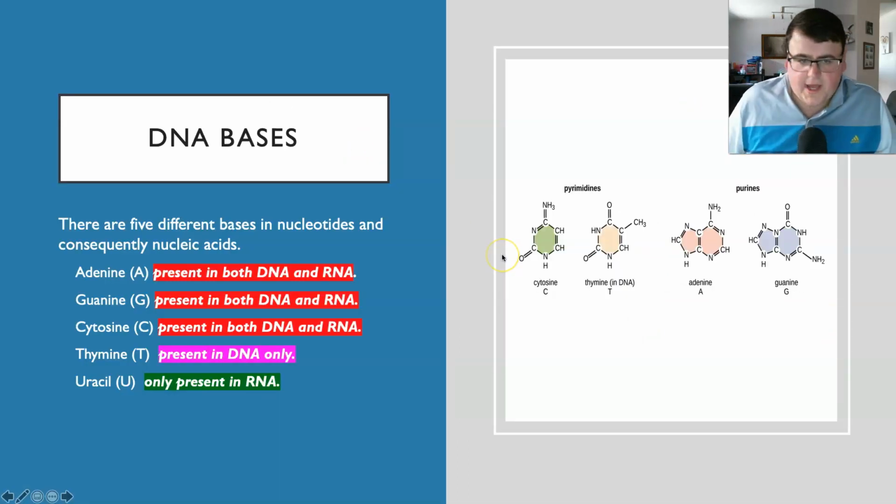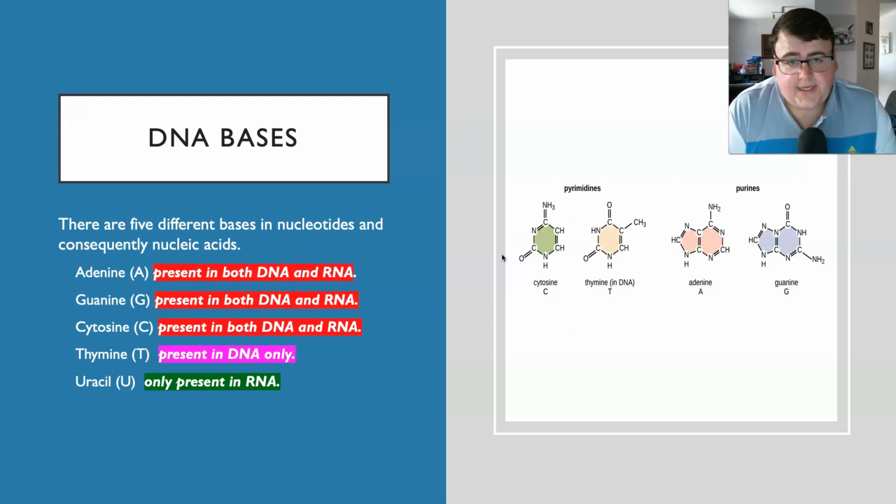So, what are the DNA bases? I've said there's 5 different bases. What are they? So, the first 3 we'll look at are the bases that are found in both DNA and RNA. So, adenine, represented by an A, guanine, represented by a G, and cytosine, represented by a C, are all present in both DNA and RNA.